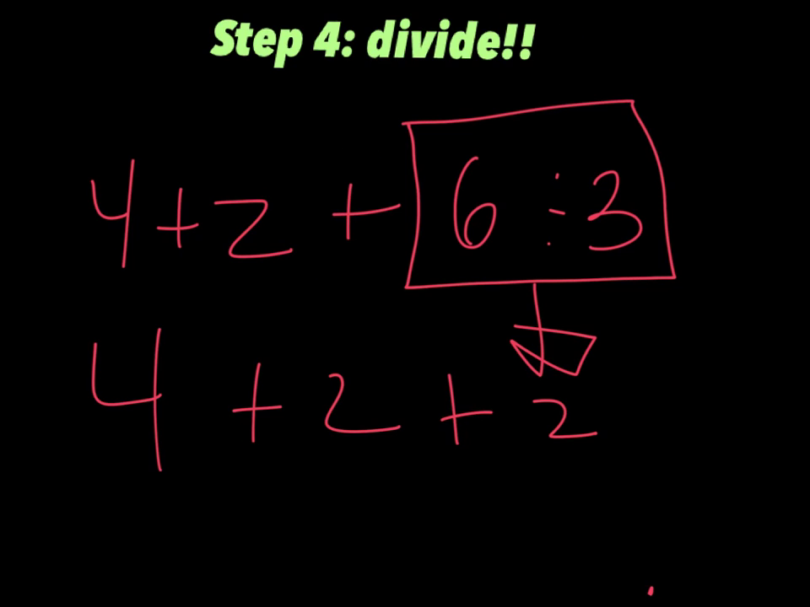Step 4 in the order of operations is to divide. In the equation 4 plus 2 plus 6 divided by 3, you have to take the 6 divided by 3 first, because there's no parentheses, exponent, or multiplication in this equation. So now your new equation is 4 plus 2 plus 2, because 6 divided by 3 is 2.